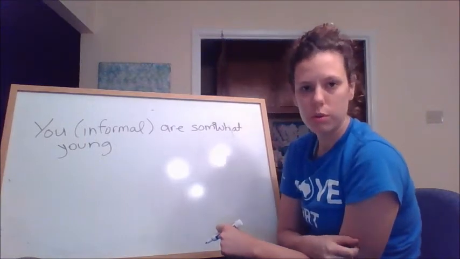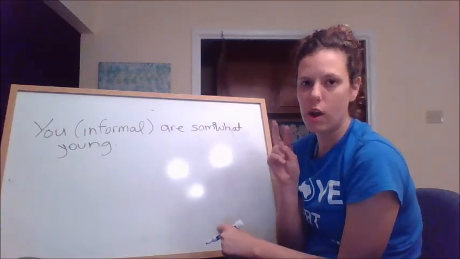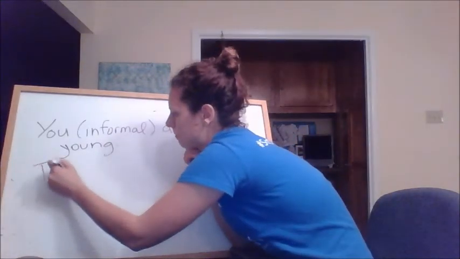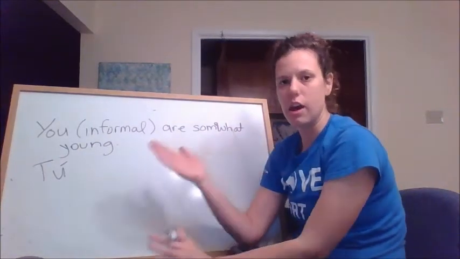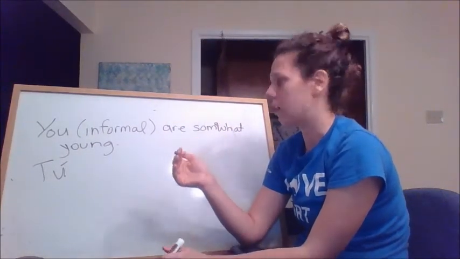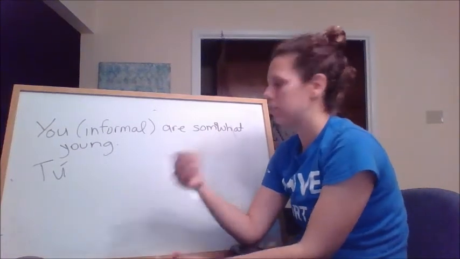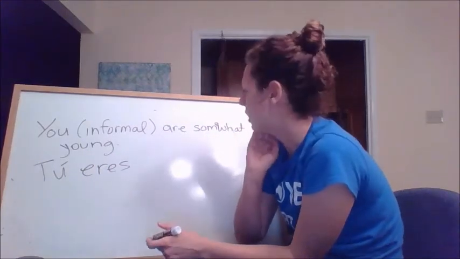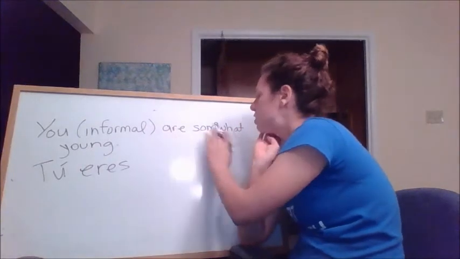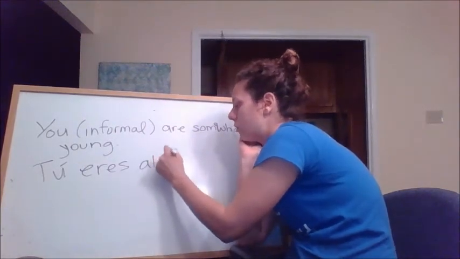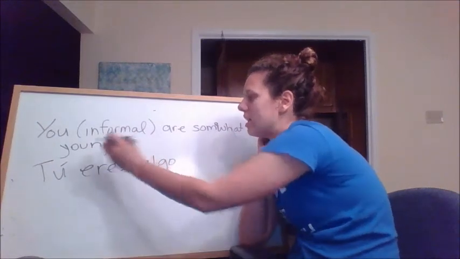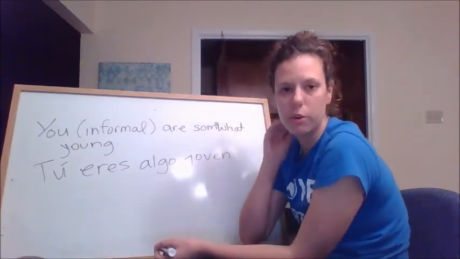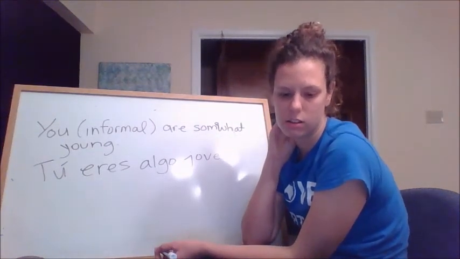So informal you, we have two options for you. We have tú and usted. We want to use the informal one, so we have to use tú. When we talk about being young and old, rich or poor, that kind of thing, we automatically have to use ser. We have tú, eres. Eres is the conjugation for ser. So "you are somewhat": the word for somewhat is algo. And then we have young, which is joven. Tú eres algo joven. You're kind of young. You're somewhat young. Okay?